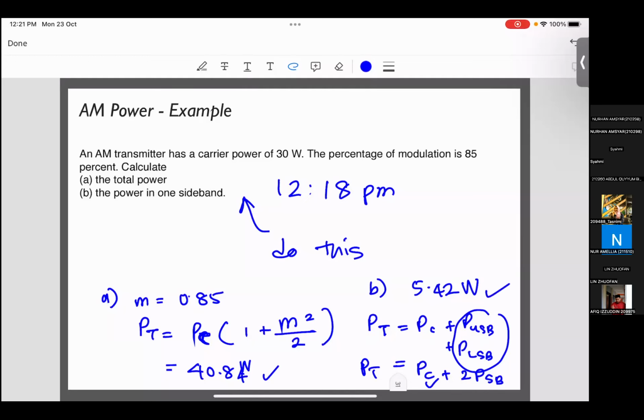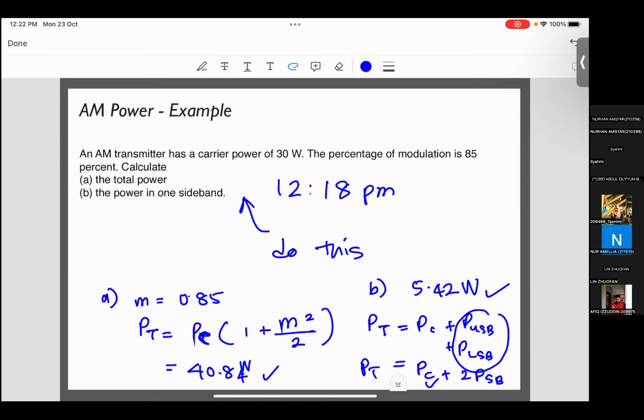I didn't use my calculator, let me double check it. 0.85 squared divided by 2 plus 1, times 30, gives 40.84 watts. Minus 30, divided by 2, gives 5.42. So that is correct. Any questions about this question? Everyone understood what happened? Yes, understood.